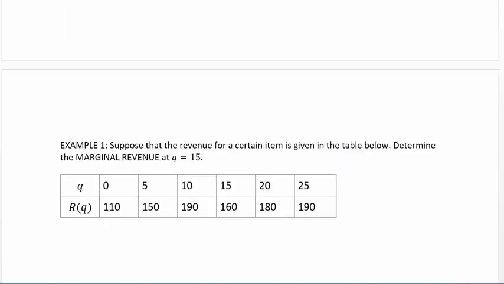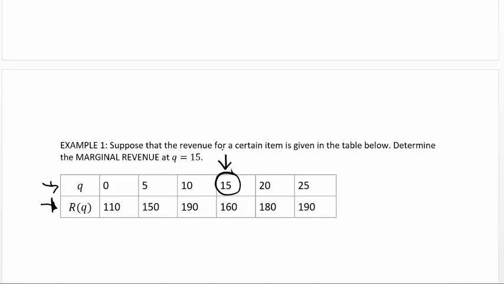Example 1. Suppose that the revenue for a certain item is given in the table below. Determine the marginal revenue at Q equals 15. So here, if you look at our rows, Q is in the top row. It is our independent variable. And revenue is in the second row, which represents our dependent variable. We're interested in what's happening when Q equals 15.